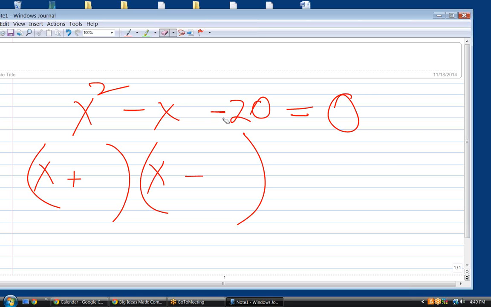Okay, 5 and 4 subtracting to 10. Subtract to 1. In other words, the coefficient here is 1. Sorry. Okay? So you were right. 5 and 4 subtract to 1. And that's what I'm looking for. So where's the 5 go? Where's the 4 go?